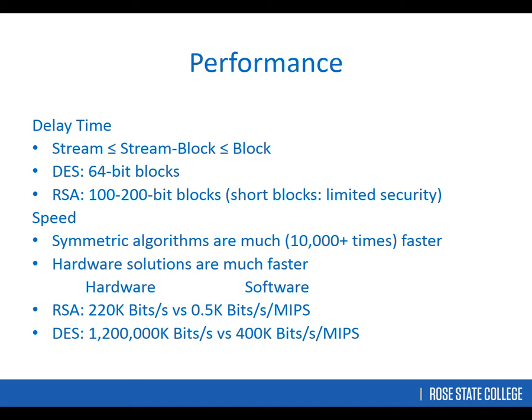Okay. Hardware is always faster than software. Always. It just is. Because if you think about it, software is running on top of hardware. So obviously there's another layer of abstraction there. So if you have something built into the hardware, it's always going to be quicker. Okay. If you look at the differences, hardware is 220 K bits per second compared to 0.5 K bits per second in software. That's a crazy difference. DES, 1,200,000 K bits per second compared to 400,000. So which one's faster? Hardware, obviously. So the answer is hardware.